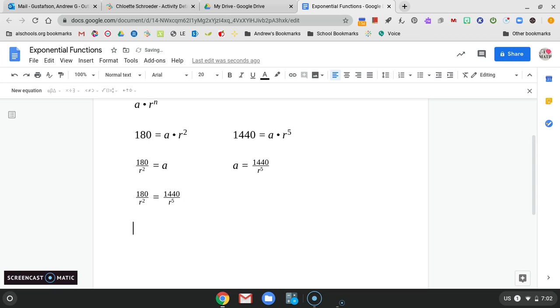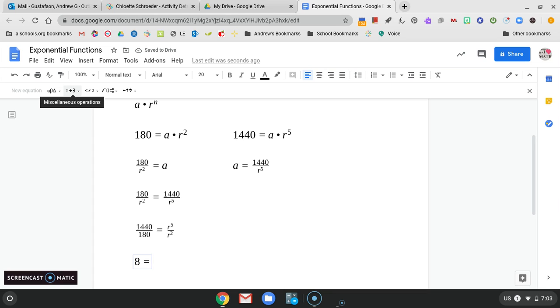I'm going to cross multiply and I'm going to divide. I'm going to let you try this on your own, so I'm just going to jump straight to the end of the cross multiplying and dividing. You're going to end up with this equation here, r to the 5th over r squared. And the left side, 1440 divided by 180, that's basic arithmetic. Use a calculator if you want. That's 8. R to the 5th divided by r squared.